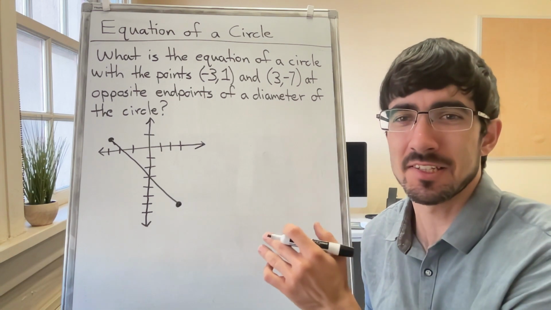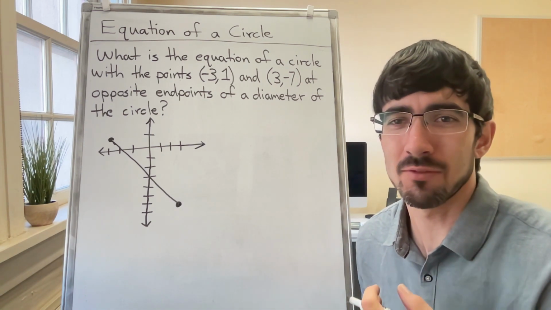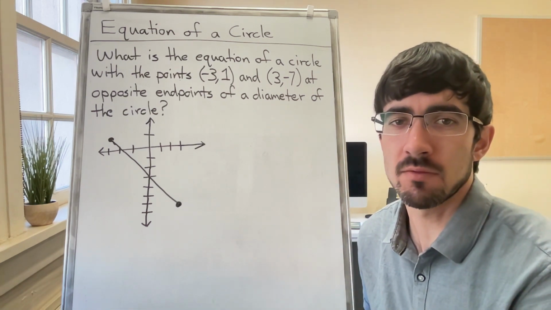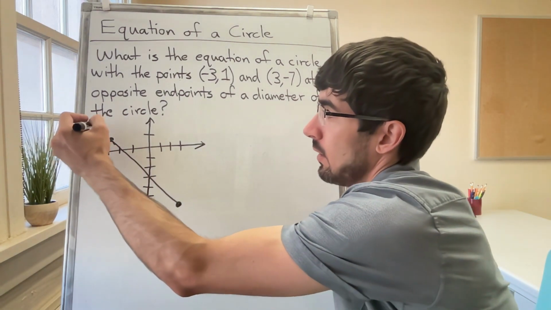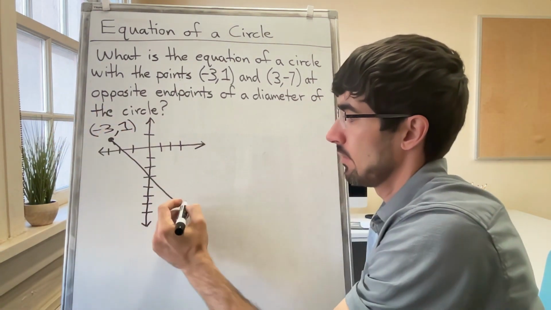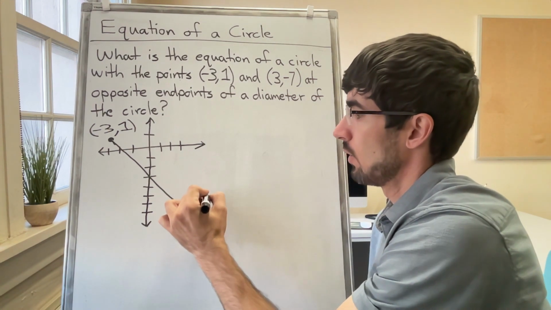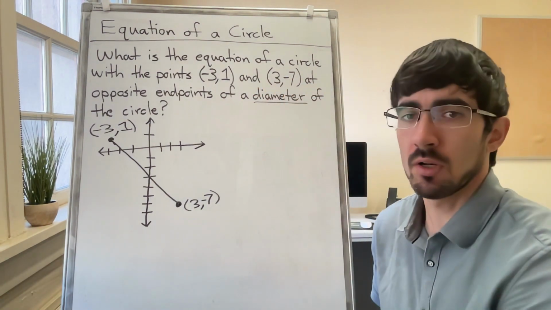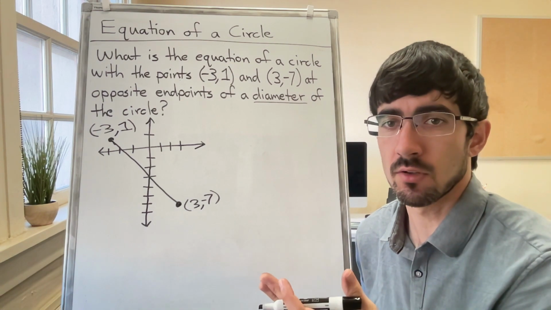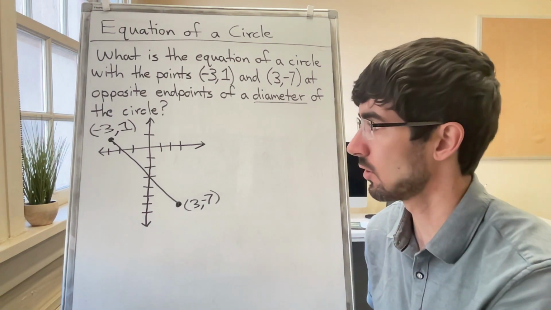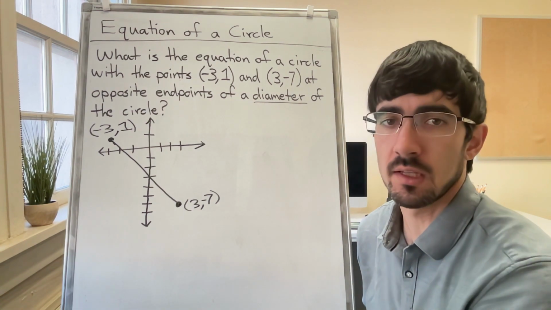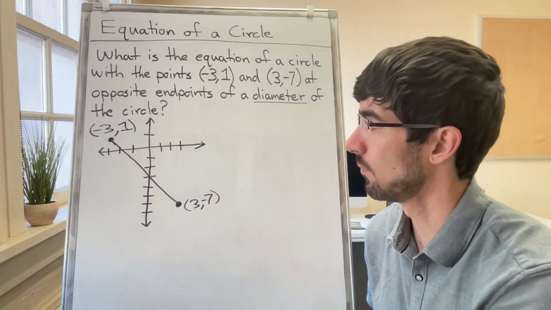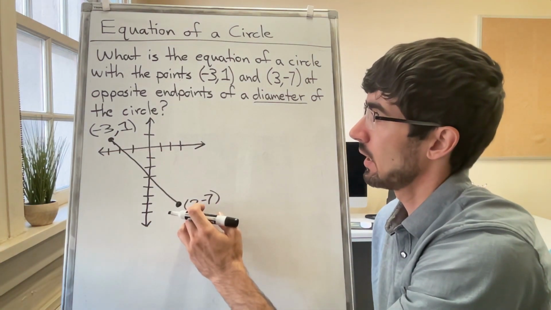Finally, let's look at a challenge example that brings together some of the formulas we saw from an earlier video together with the equation of a circle. I want to find the equation of a circle that has the points (-3, 1), that's right here, and (3, -7), that are opposite endpoints of a diameter of the circle. Well, we need to define the word diameter. A diameter passes through the center of a circle and it touches both edges of the circle. So it's twice the length of the radius, because a radius extends from the center to one edge of the circle. So I drew this line segment connecting the two.